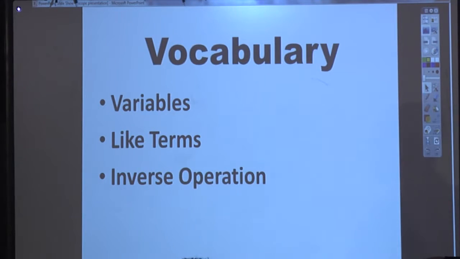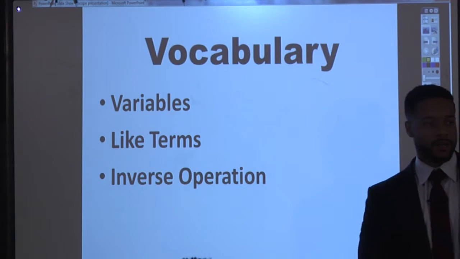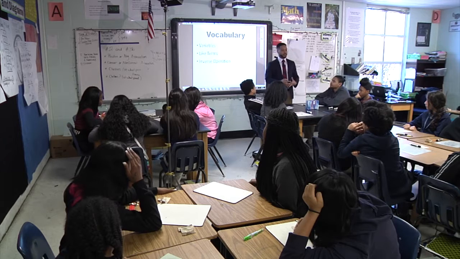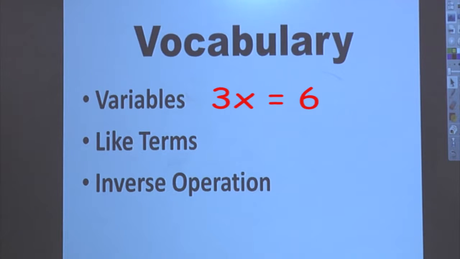Variables are used in algebra a lot. They're represented by letters that stand for a number that we don't know. 3x equals 6. The x is the number that we don't know and we're trying to figure out. Okay, we call that a variable.